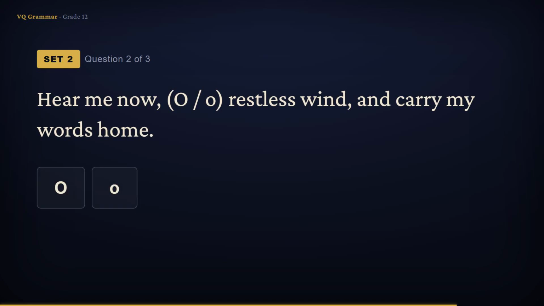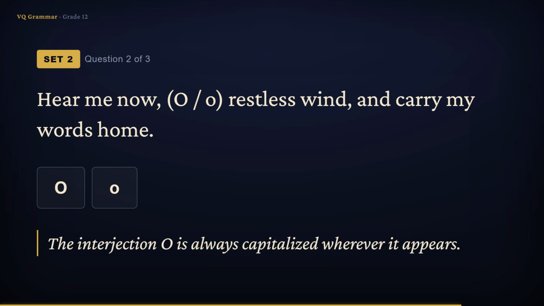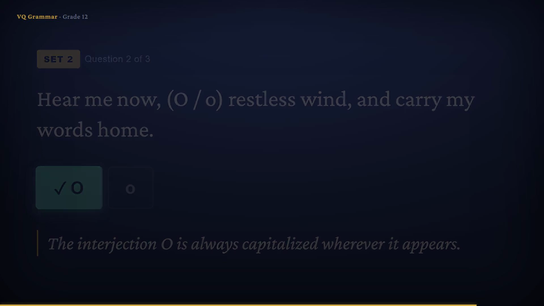Hear me now, blank, restless wind, and carry my words home. Capital O or lowercase o? This is the formal interjection O, the one you meet in speeches and poems. Like the pronoun I, it is always capitalized wherever it appears, even here in the middle of the line. So it's hear me now, capital O, restless wind.